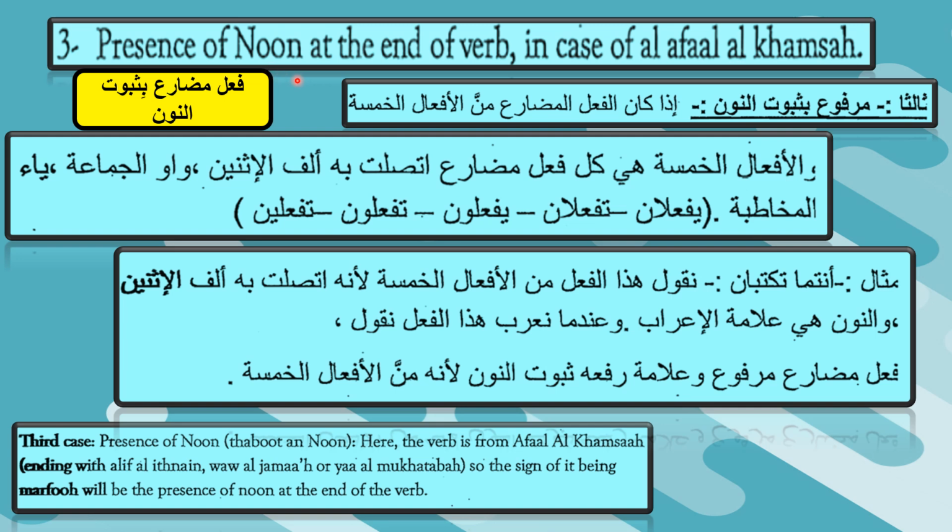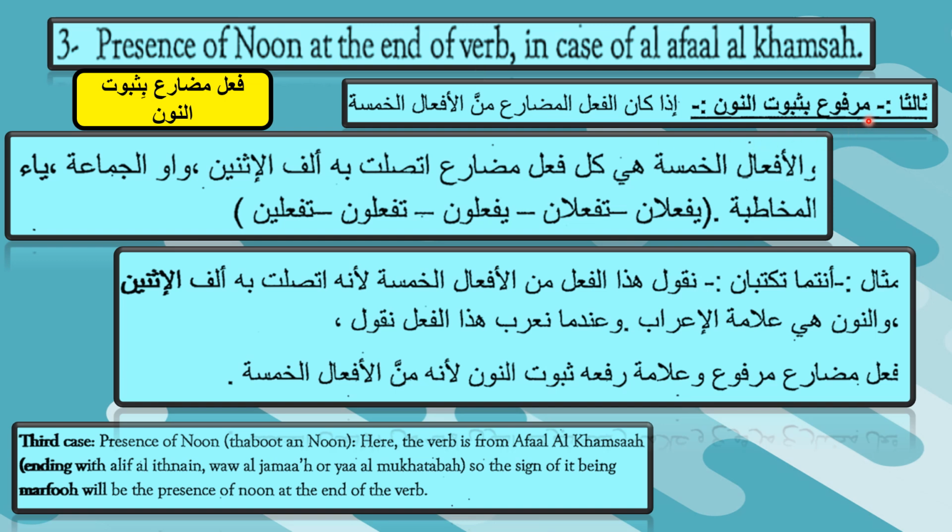This is the last structure of the Fel Mudaare, and that is of the presence of noon at the end of the verb. And this you will only find in the case of Afal al-Khamsa. Now, what is Afal al-Khamsa? All the Fel Mudaare that have noon at the end belong to Afal al-Khamsa. Why is it 5? We take all those Fel Mudaare which have noon. In total, it's 6, but we take taf'alani as 1 and we cancel the other, and that comes to 5.